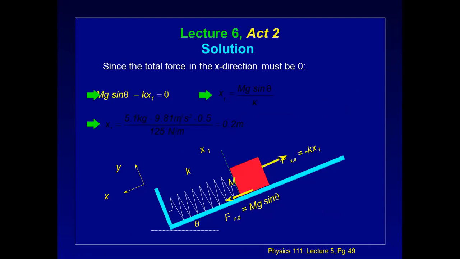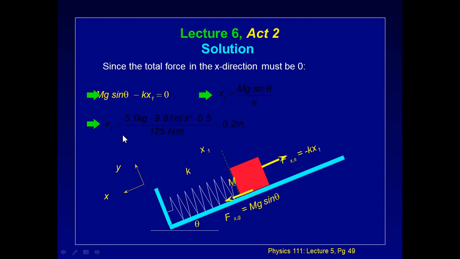Mg sine theta minus kx1 is equal to 0. This is for the summation of forces with respect to this inclination. We simplify to get the displacement x1. Simplifying these terms gives us mass times gravity times sine of theta all over the spring constant k.